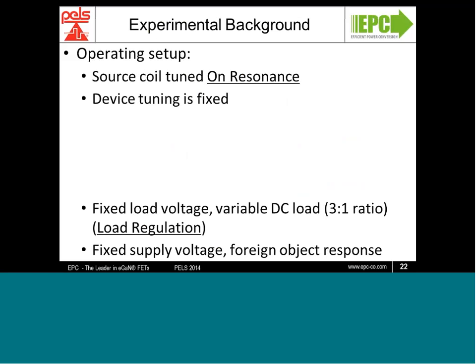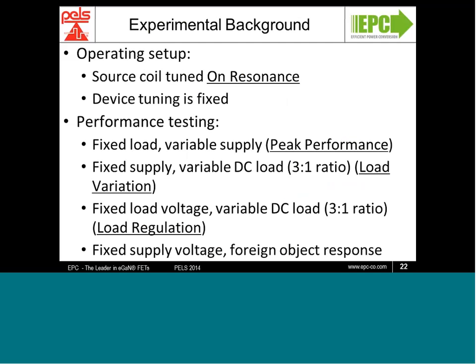For the performance testing, we will have 4 conditions which we will test for. First will be a fixed load, variable supply to the amplifier, and this will be used to determine the absolute peak performance of the circuit. And this gives us a good indication to compare the various technologies and topologies with each other.